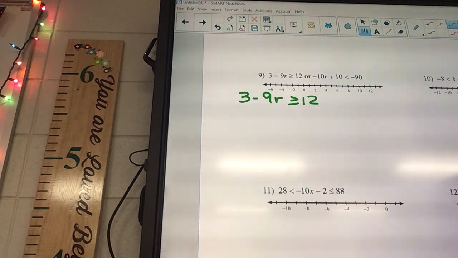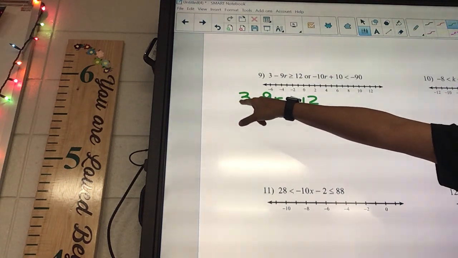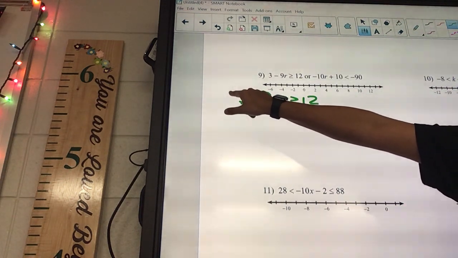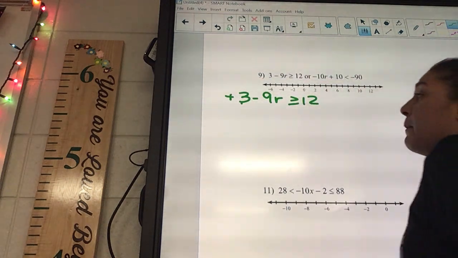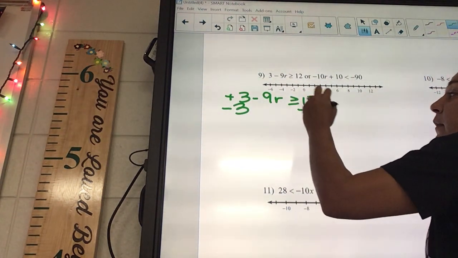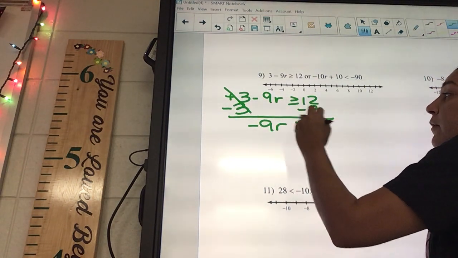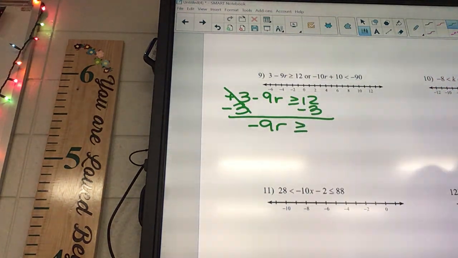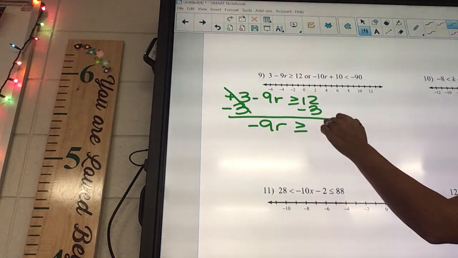Plus the 12. So no. So you were right with the 3, but it's just going to be minus. So if there's no sign in front of here, it's an actual imaginary plus sign. Okay. So we're going to minus the 3. Okay. And so I have negative 9r. What is 12 minus 3? 9.